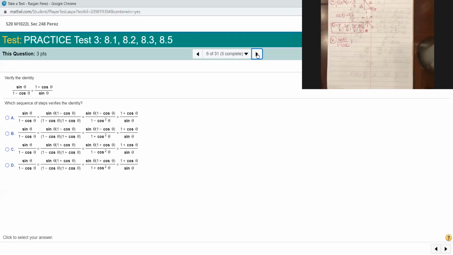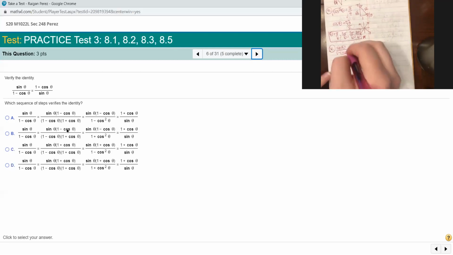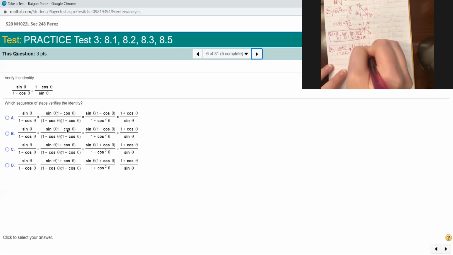So basically, what it did, and I can tell by looking at the screen what it did, is it multiplied by the conjugate. Because to get a 1 plus cosine up here, that means that's what I had to multiply by. So I'm looking for the one that did 1 plus cosine of theta at the top and the bottom. So I already know A is wrong and B is wrong. So my choices are narrowed down to C and D.